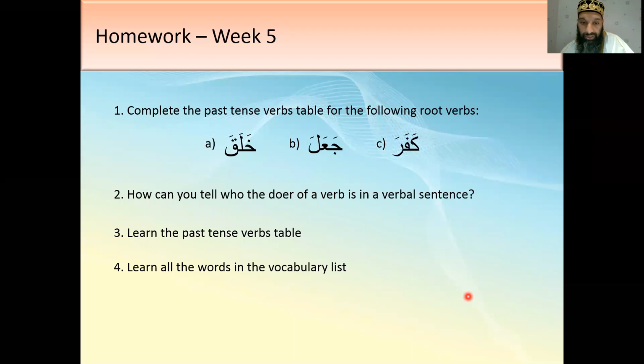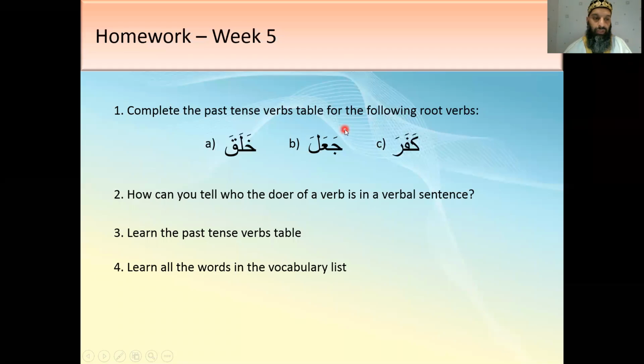Inshallah. Jazakumullah khairan. سبحانك اللهم وبحمدك أشهد أن لا إله إلا أنت أستغفرك وأتوب إليك. Revise hard. There's half the course left. The harder you revise, inshallah, the more results you will see, inshallah.